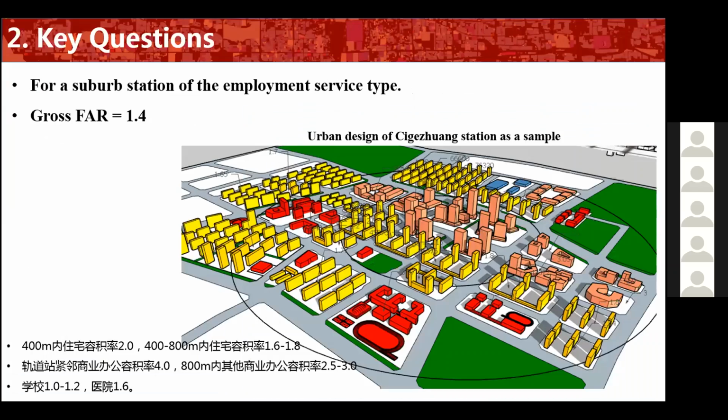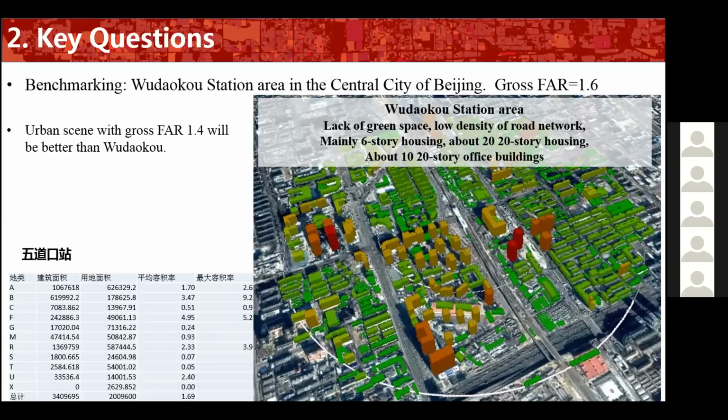And how about 1.4 for gross FAR? We designed the Cigezhuang Station in Daxing New Town as a sample. The building height and the density are lower than in the Wudaokou Station area, which is near Tsinghua University. And we think urban scenes with gross FAR 1.4 will be better than Wudaokou. Wudaokou FAR is 1.6. This area lacks green space and has a low density of road network.